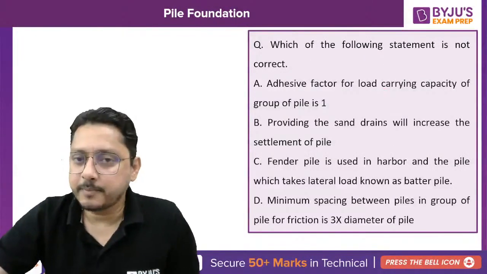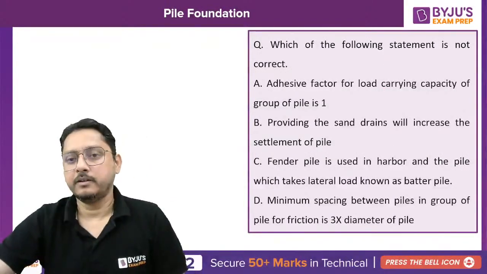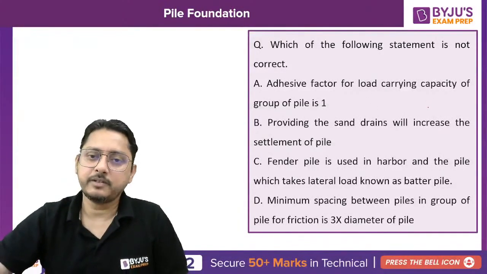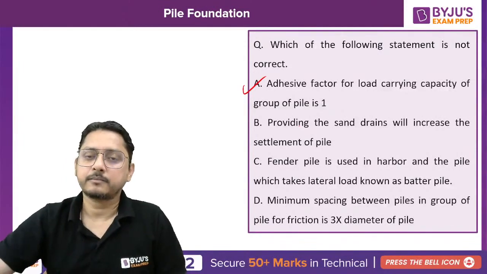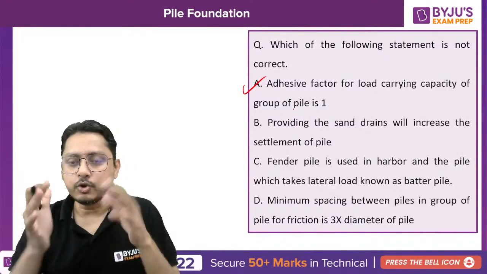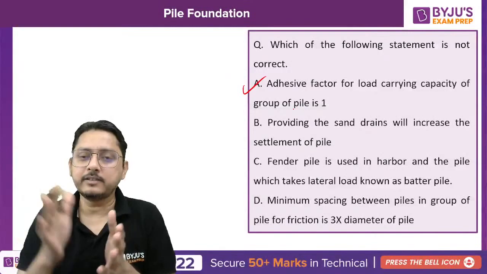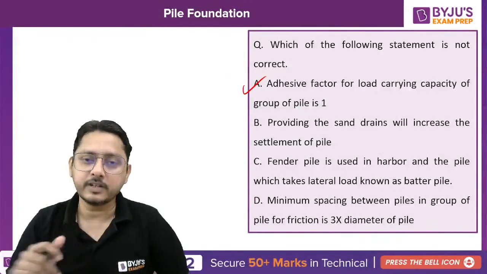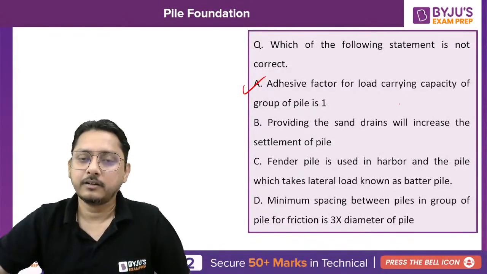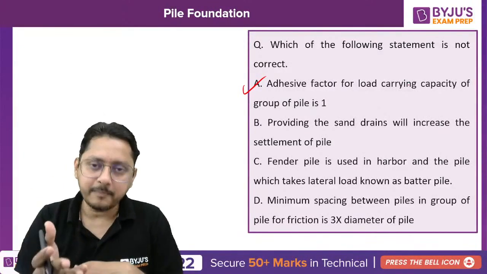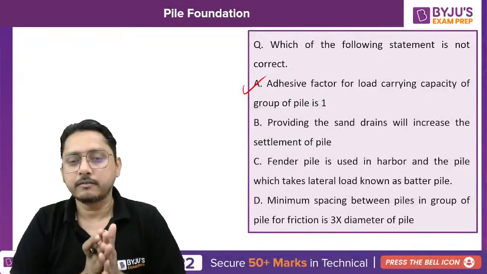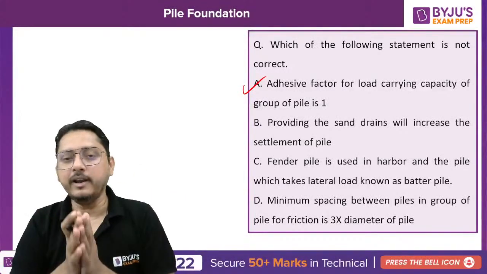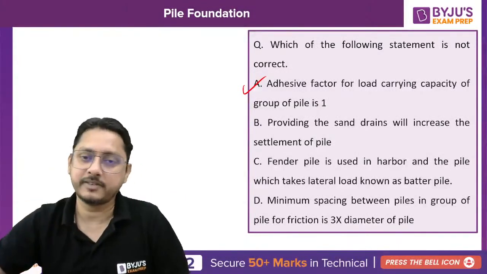Which of the following statements is not correct here? The adhesive factor for a load carrying capacity of group of pile is 1. This is absolutely correct, because in a group of pile, when you are calculating, the soil is interacting with the soil during the time of friction. If you are considering a single pile, the material of the pile is actually in interaction with the soil, hence the adhesive factor will become less than 1.